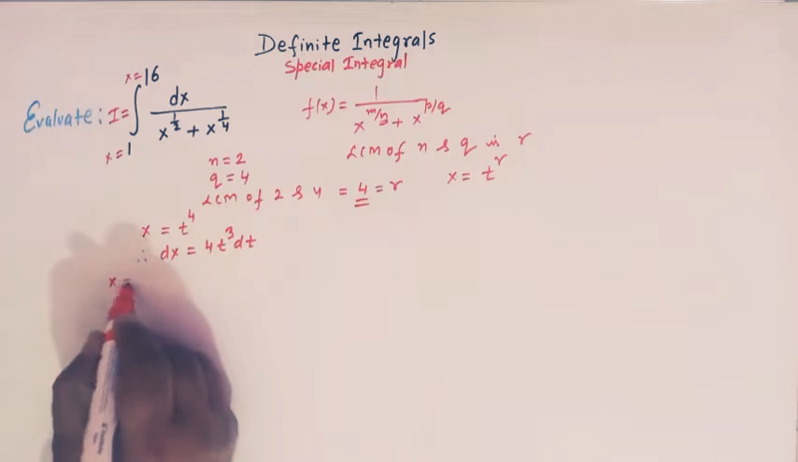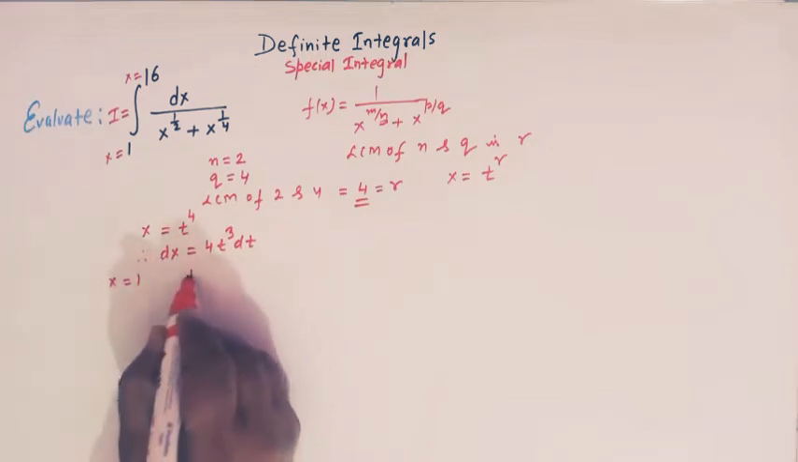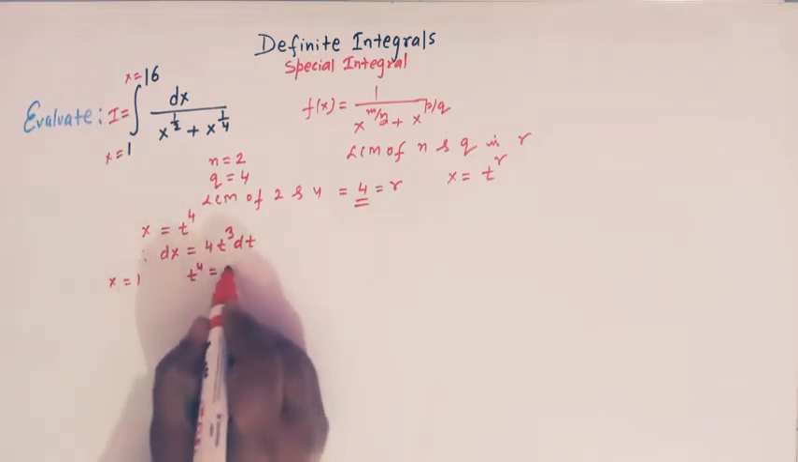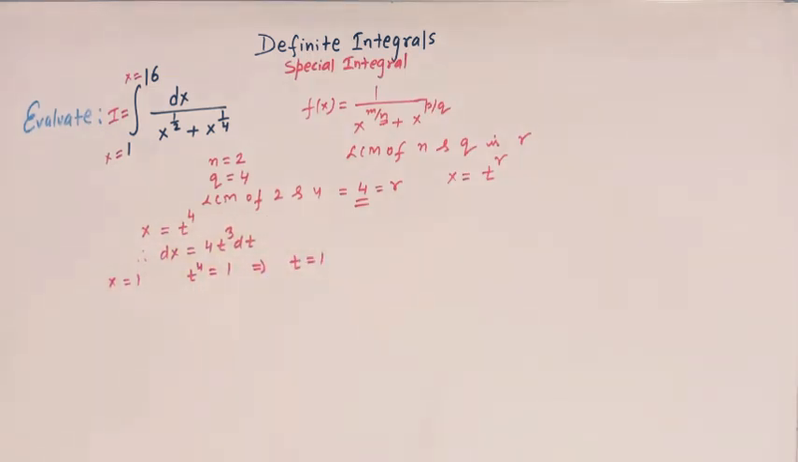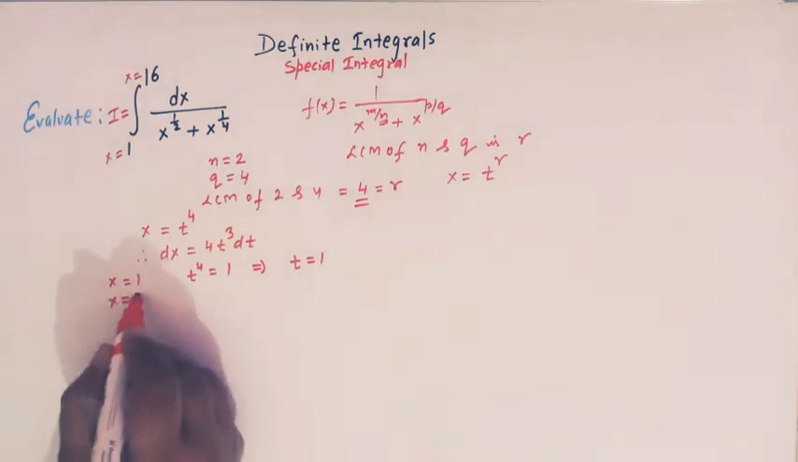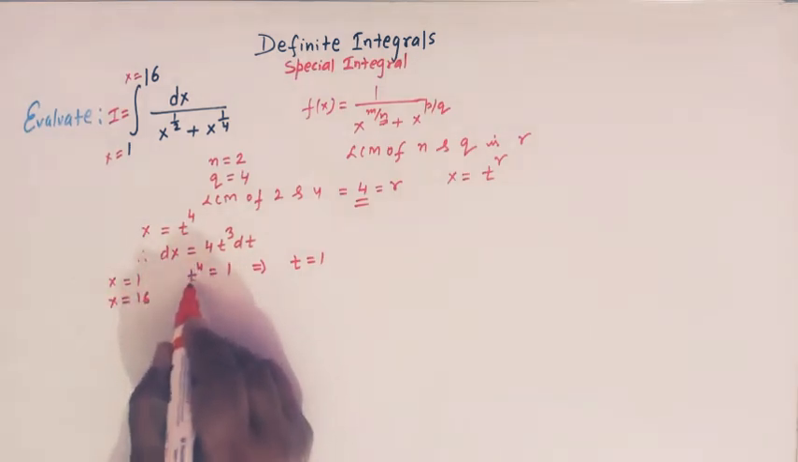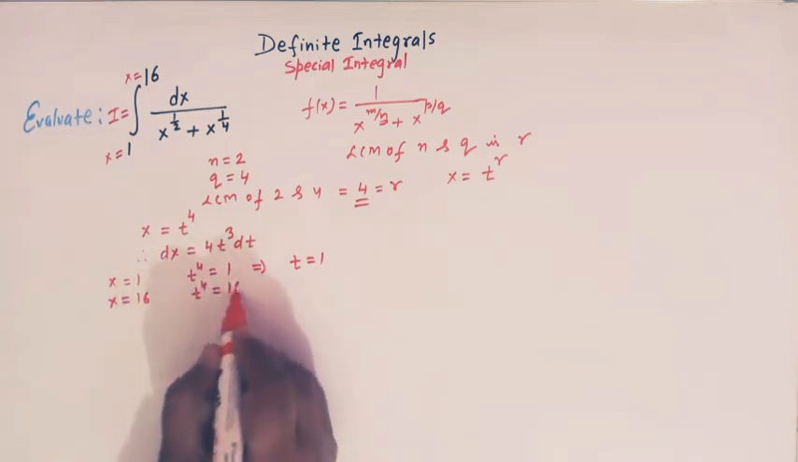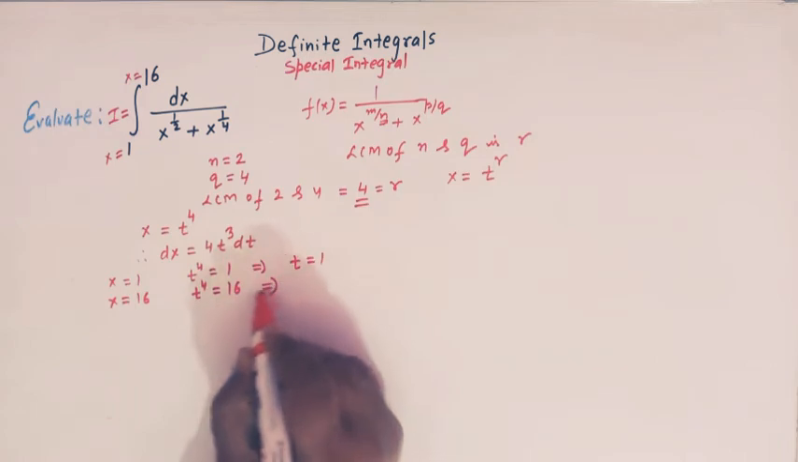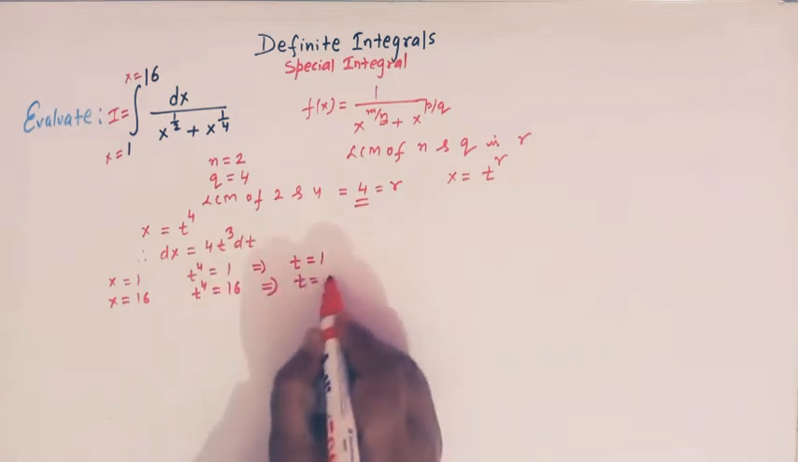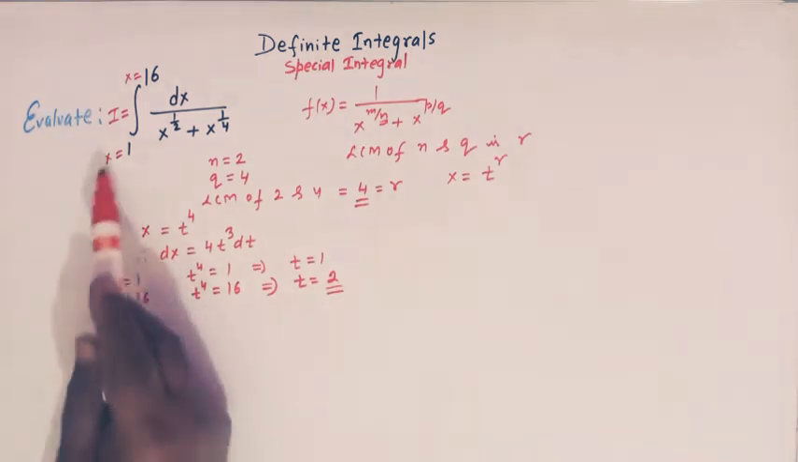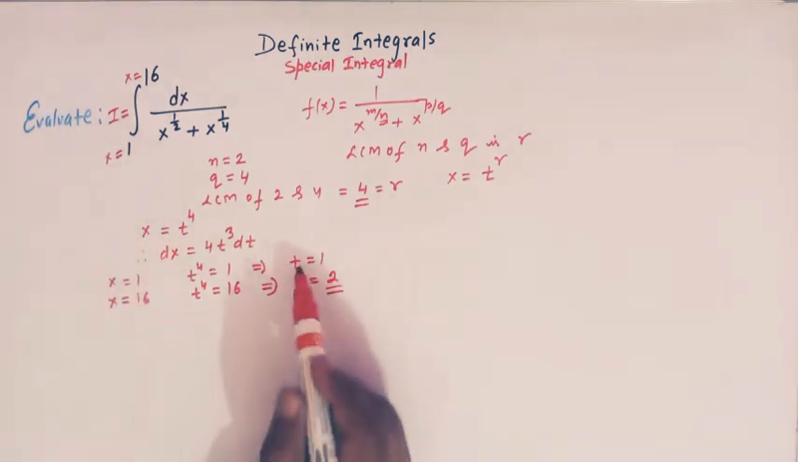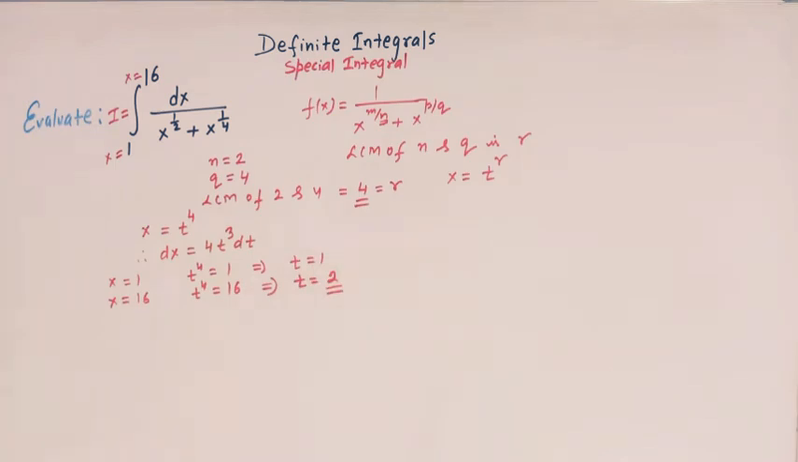When x is 1, then t raised to 4 is 1, which implies that t is equal to 1. And when x is 16, then t raised to 4 is 16, which implies that t is equal to 2. So when x varies from 1 to 16, then t varies from 1 to 2.